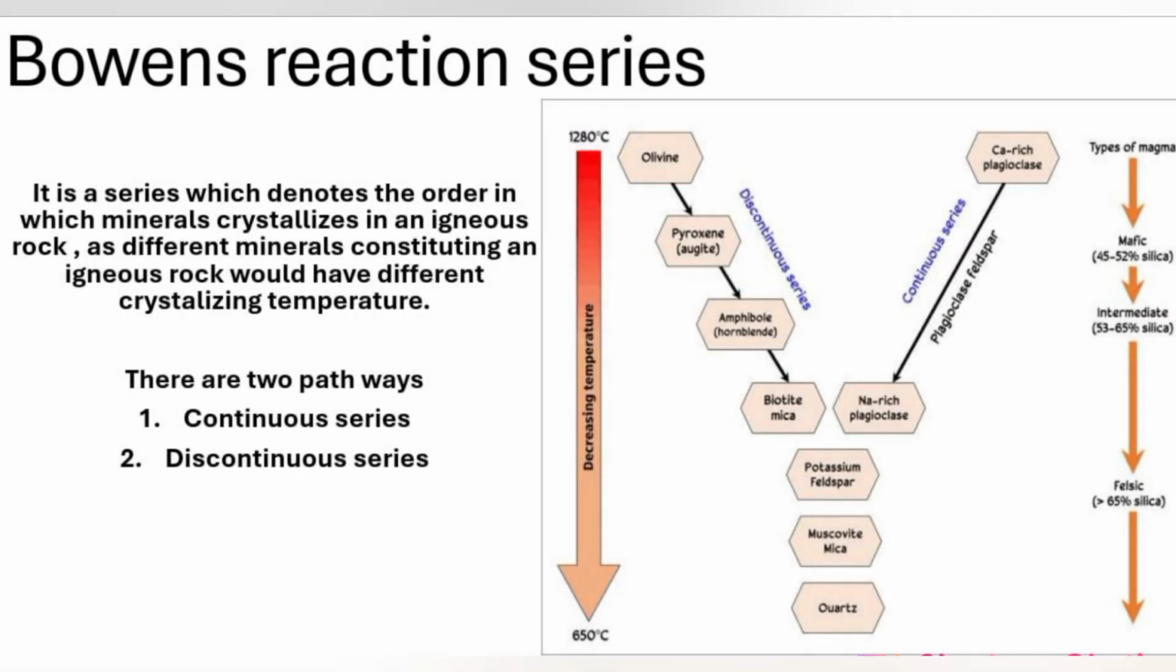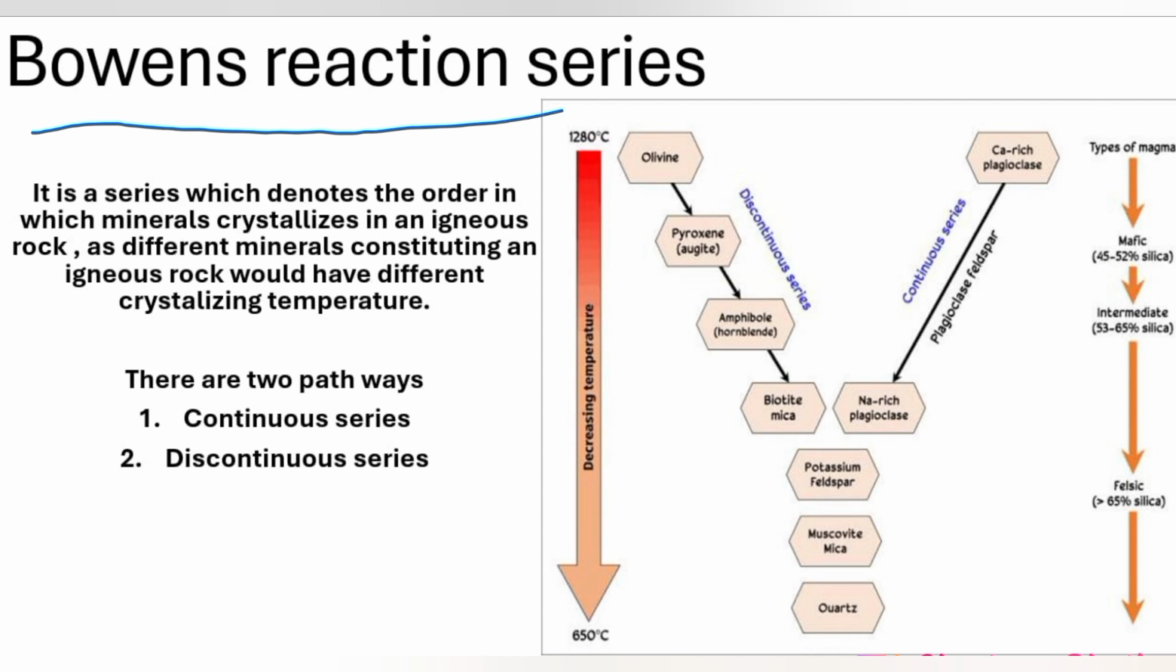So now we are looking into the Bowen's reaction series. It is an important part in igneous petrology, so we could understand the order in which the minerals are crystallized in an igneous rock from the magma. Now we are looking into the Bowen's reaction series.